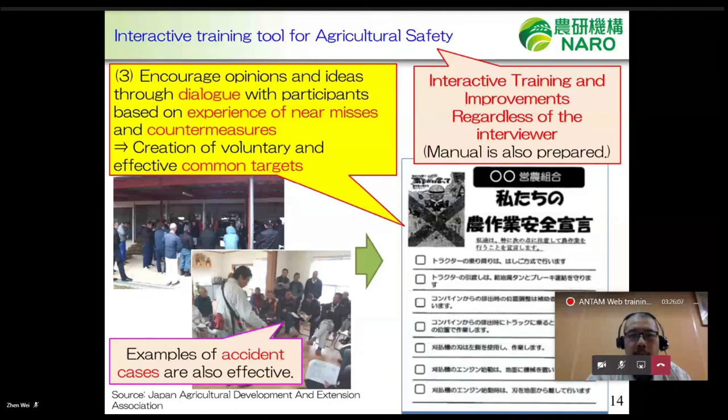On the actual training, on the lower left side, you can see an example of accident cases. We can show how it occurred, and that's very effective. And we can encourage opinions and ideas through dialogue with participants based on experience of near miss and countermeasures. And at the end of the training, we can create a voluntary and an effective common target. As the group is small, we can go into specific countermeasures. And this tool is for interactive training and improvements regardless of the interviewer. Okay, next slide, please.